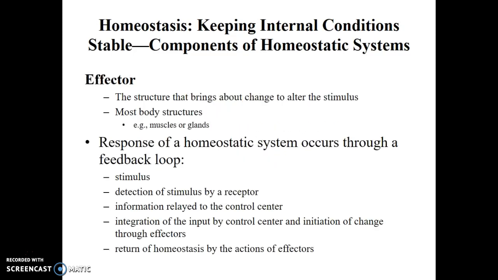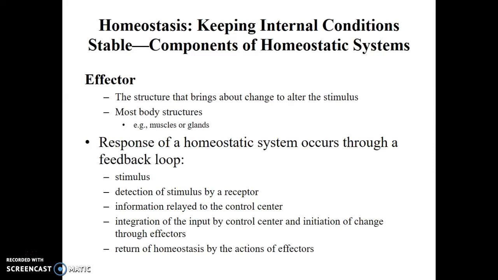And the control center is going to send a signal to another region of the body known as the effector. The effector is going to be a muscle or a gland that is going to respond, making sure that we stay in homeostasis. So there are two basic feedback loops that we use.